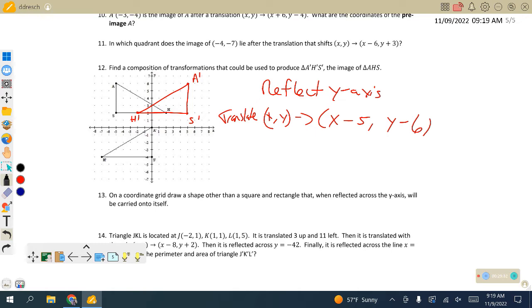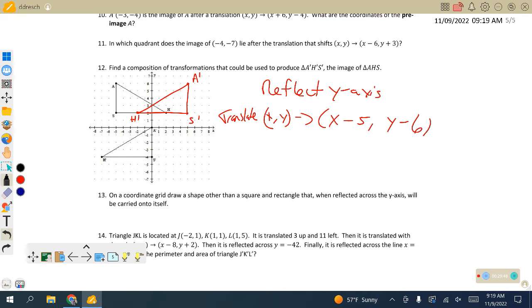And then always check your rule with one of the other points. So if I do that for S, if I go left 5 and then down 6, do I land where it's supposed to be? I do. And then you're good to go.